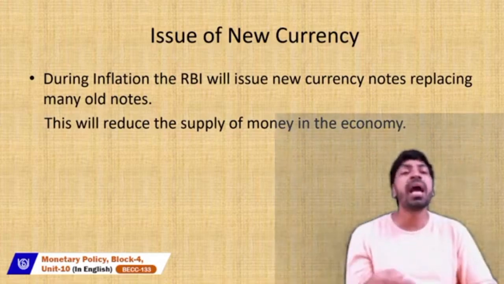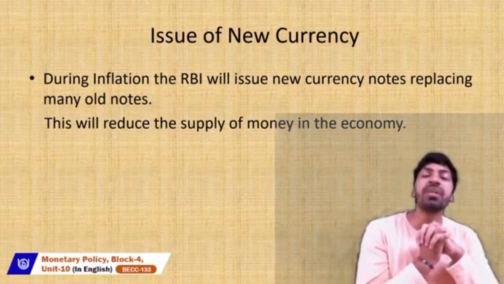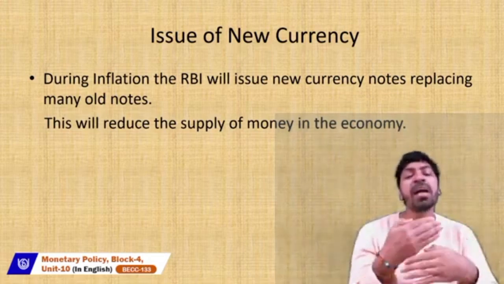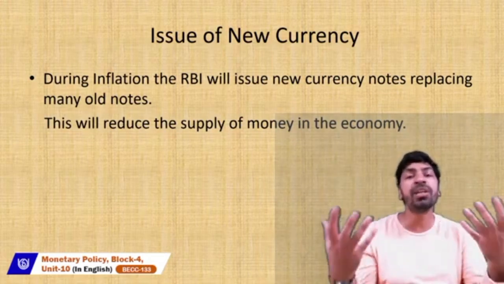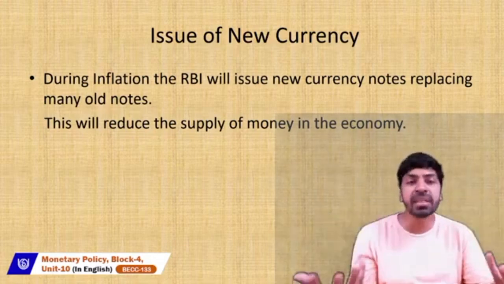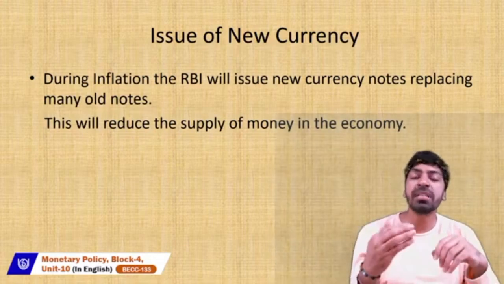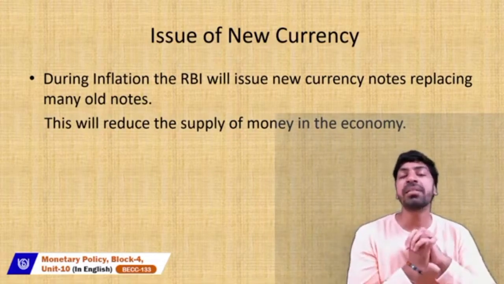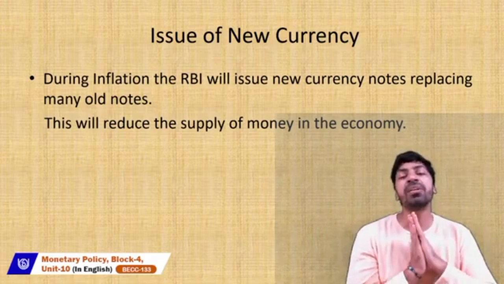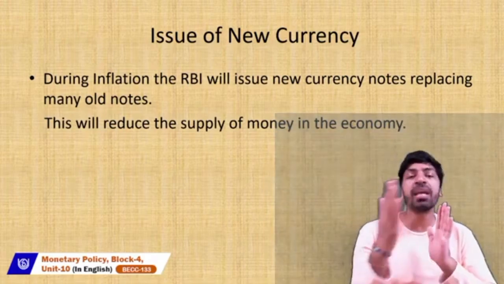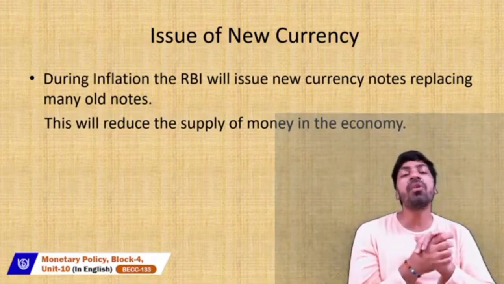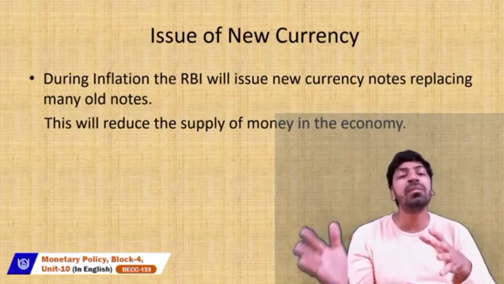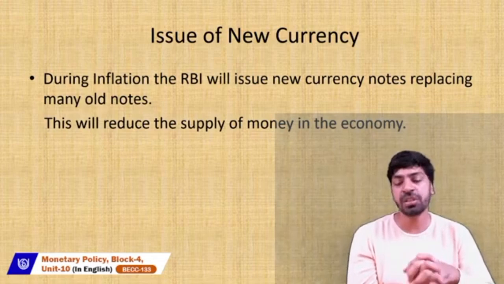The money supply is reduced in the economy, and ultimately the situation of inflation would also get controlled. So once the bank issues the new currency, more and more currency just by replacing the old notes, automatically the supply of money will decrease in the economy. And in this way, the credit facility will also get increased by the commercial banks to the public in case of inflation.